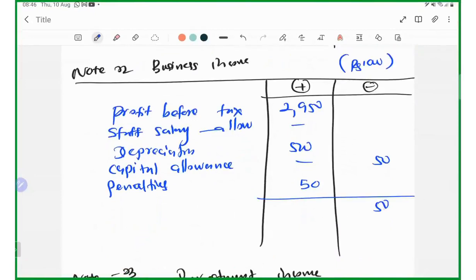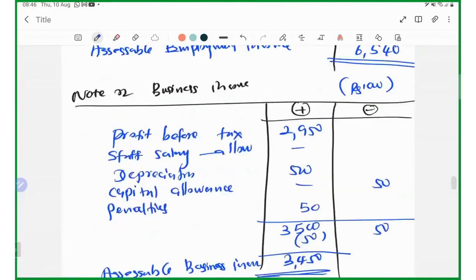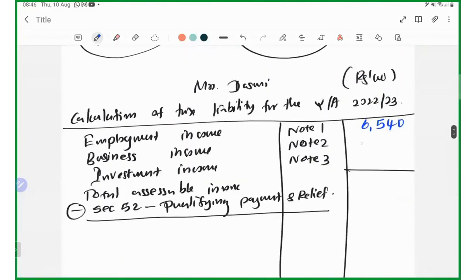So here 50. 3,500 minus 50 means 3,450 is the assessable business income. So 3,450.